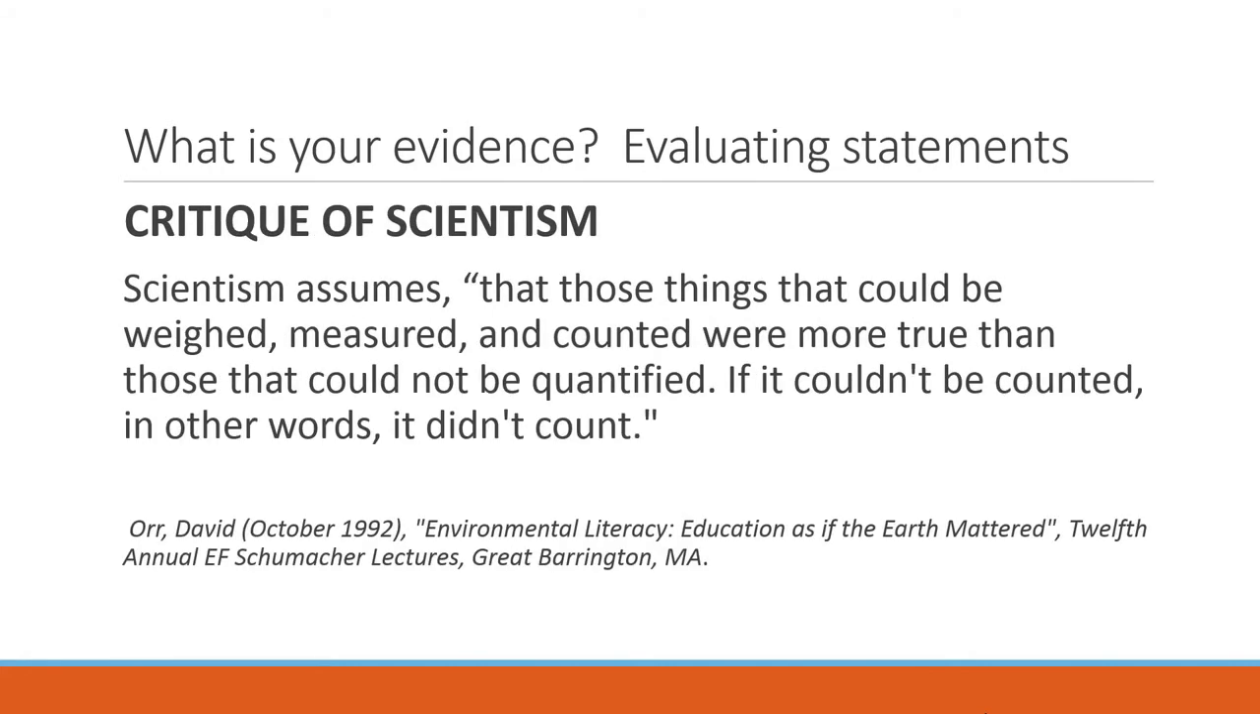Here are some criticisms of this view. Scientism assumes that those things that could be weighed, measured, and counted were more true than those things that could not be quantified. If it couldn't be counted, in other words, it didn't count. So this scientism, this view that only scientific knowledge counts as knowledge, only empirical claims can be known, proven, or proven false, makes it seem as if only things that are measurable could be counted as knowledge or could be known about.